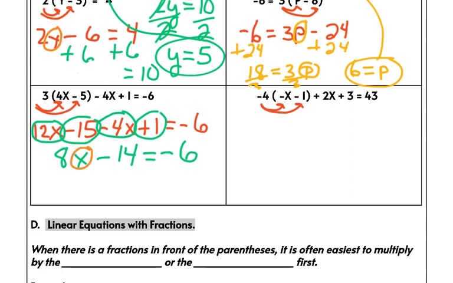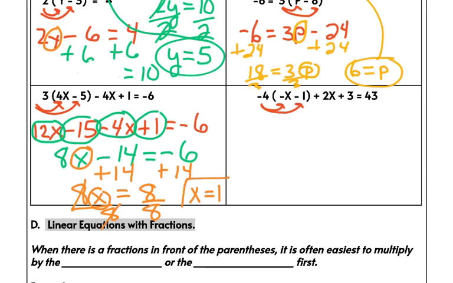Now to attack that x, what do I do? I add 14 to both sides, and again, let's think of temperature. It's down 6 degrees and rises 14. We're going to balance out to be positive 8. And now to undo multiplication, our last step is always to divide here, and I get x is equal to 1. All right, and our last one of these.